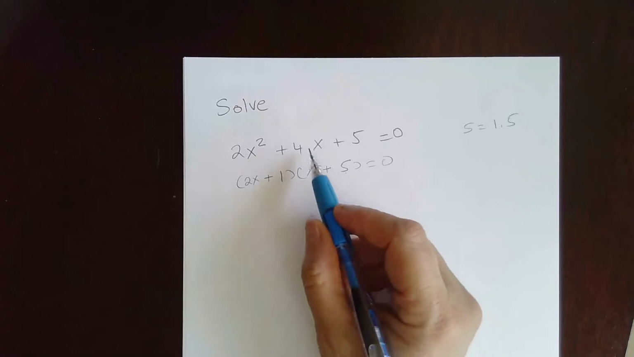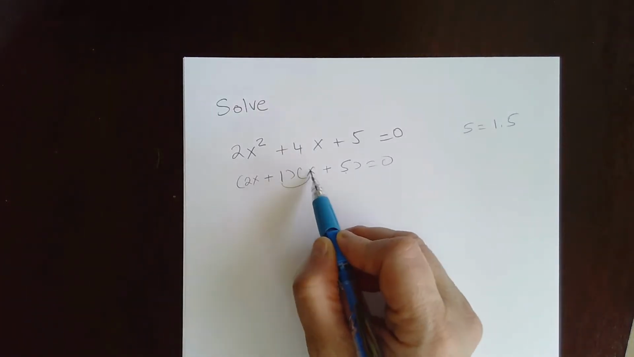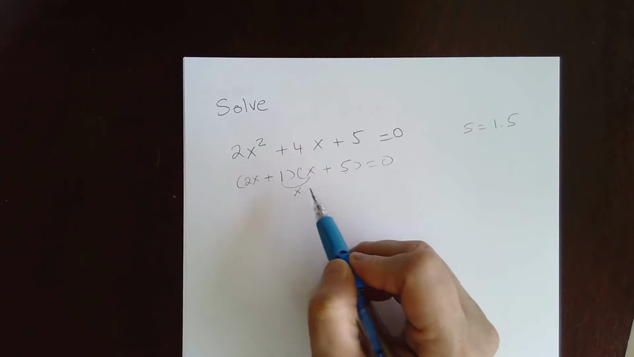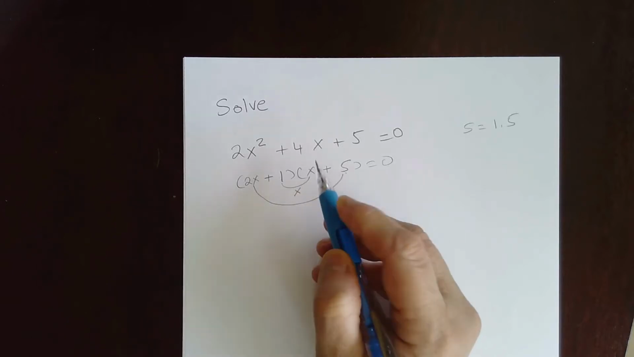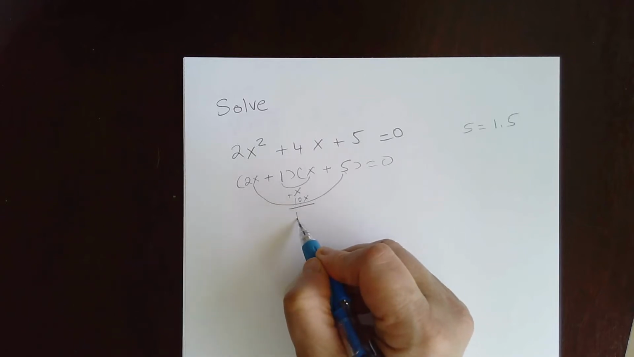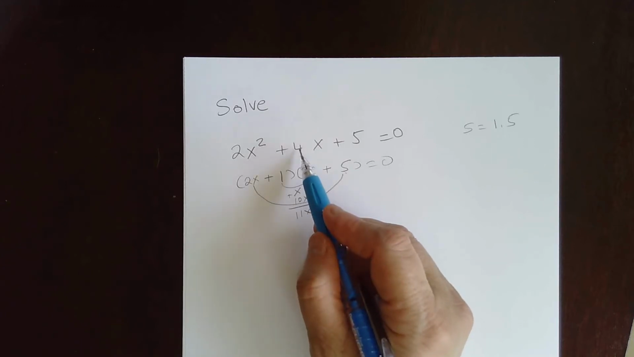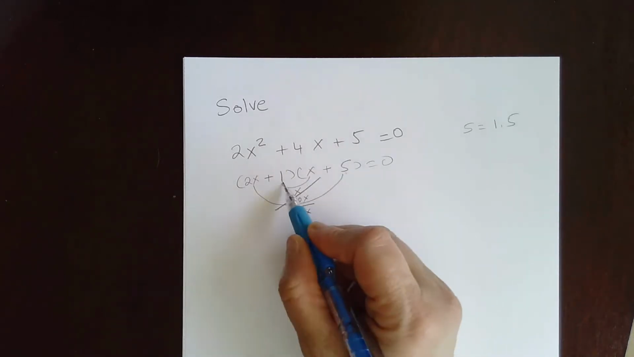The way you check the middle term is if you multiply the innermost and outermost terms. So 1 times x gives me 1x, or x. 2x times 5 gives me 10x. And if you add them up, I should get 11x. 10x plus x is 11x. I don't have an 11x, so this is not the correct factoring.